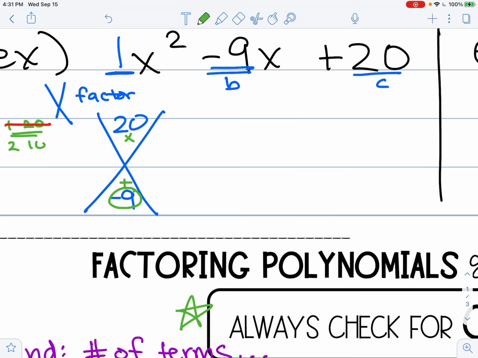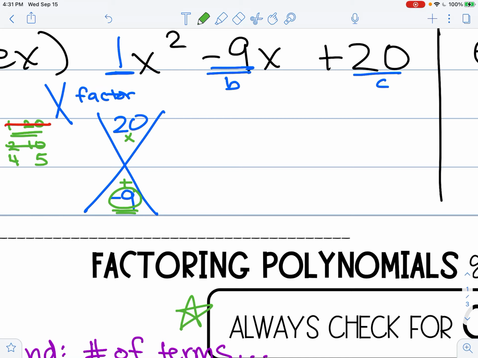So how about 2 and 10? Can 2 and 10 add or subtract to a negative 9? Nope. How about 3? 3 doesn't go into 20. How about 4 and 5? Okay, can 4 and 5 somehow make a 9? Yes, they can. So let's put a 4 and a 5 here.